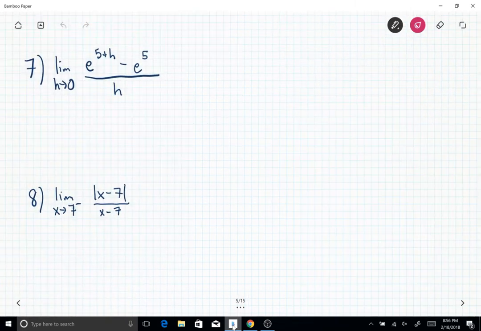Okay, I don't see any questions on that, so I'm going to continue to move forward until I see something pop up. So next one we have the limit as h approaches 0 of e to the 5 plus h minus e to the 5th all over h. How the heck do we approach this thing?